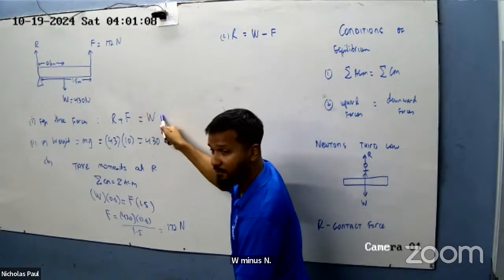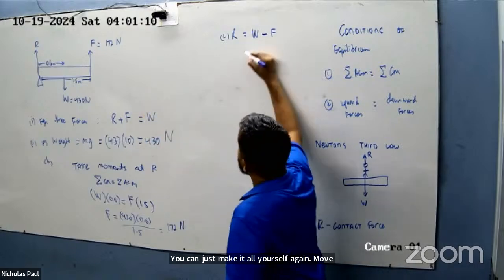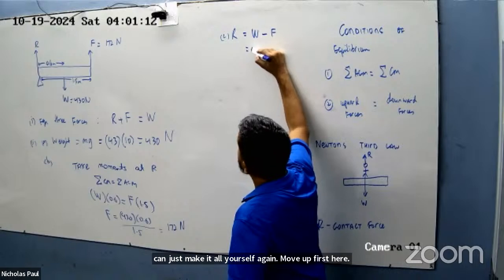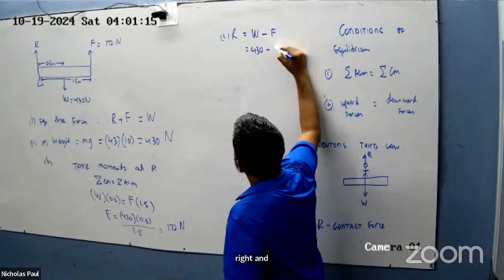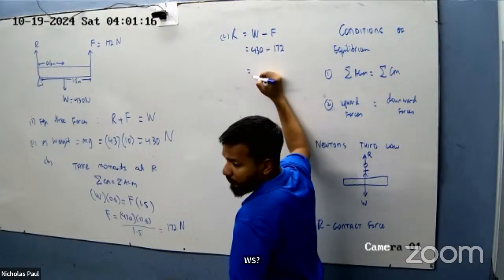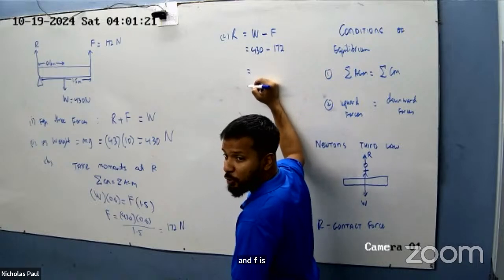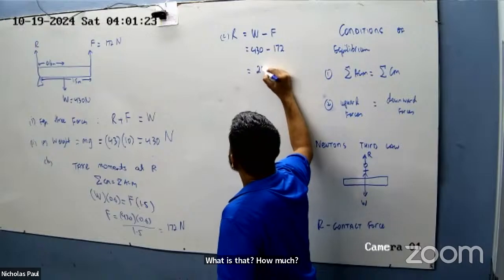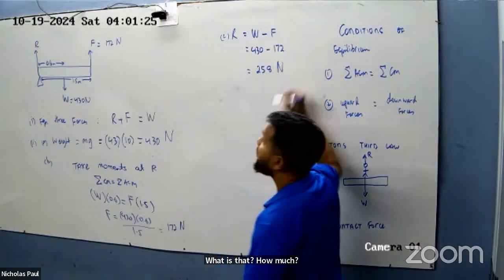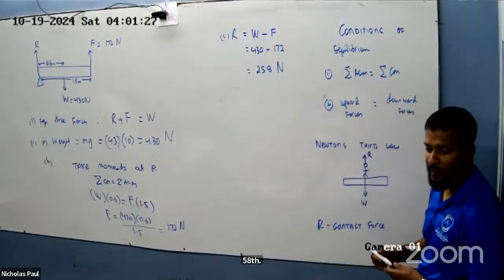Move across here. Right? And W is, and F is, what is that? How much? 258. All right. So that will be a breakdown question, right?